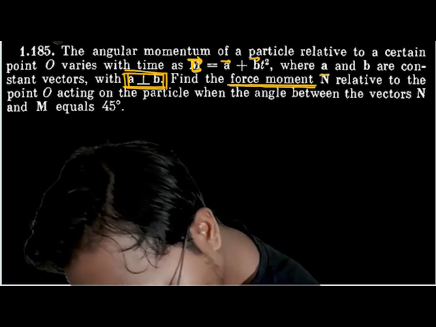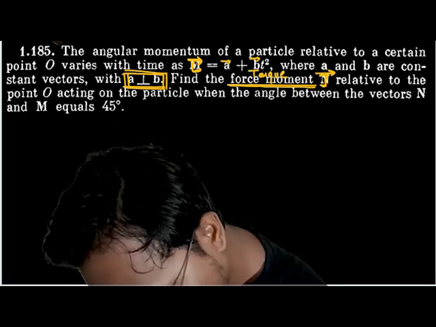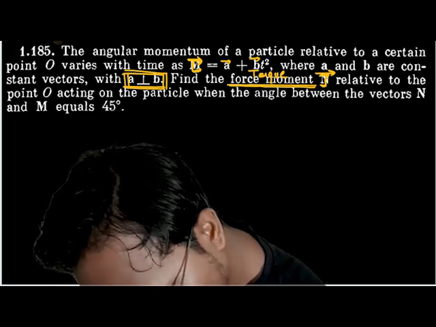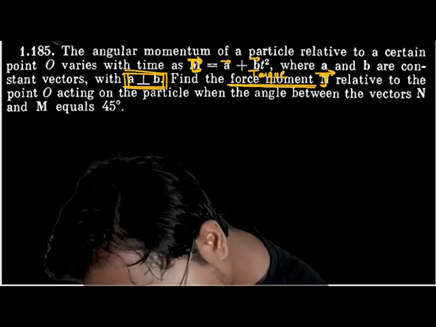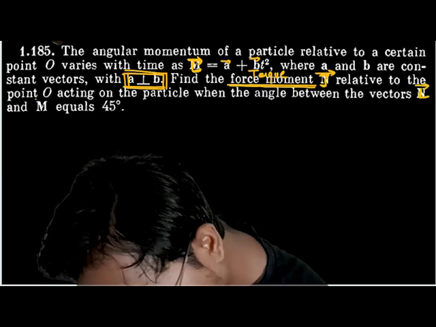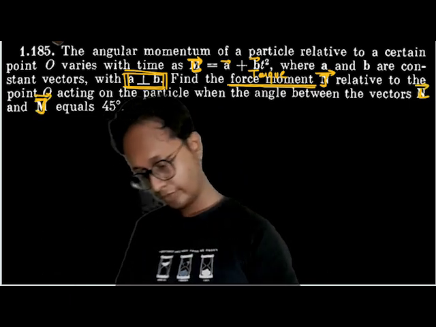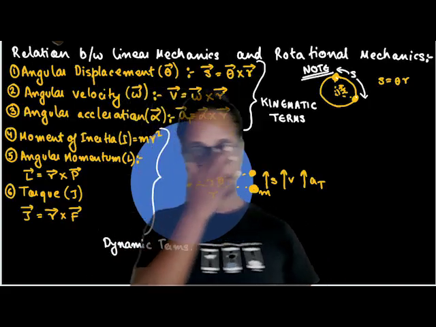The force moment, torque, tau. Force moment is nothing but torque out here. Relative to point O, when the angle between vectors, that is vectors L, angular momentum, and torque, equals 45 degrees. Let's go to this question, or let's go to this situation also.